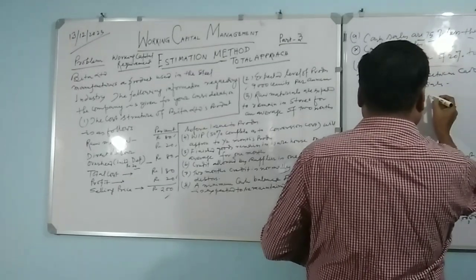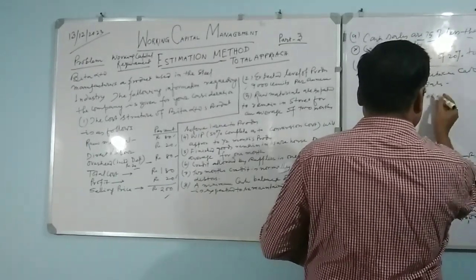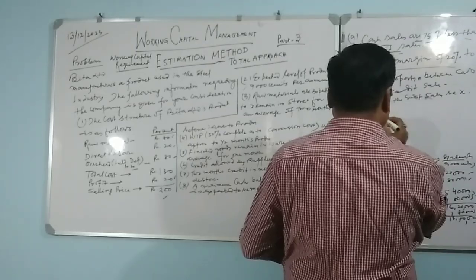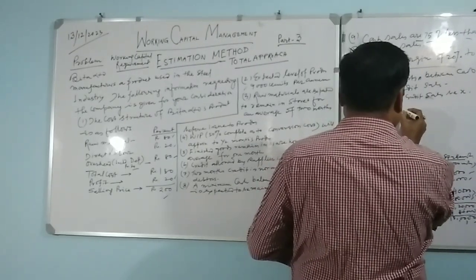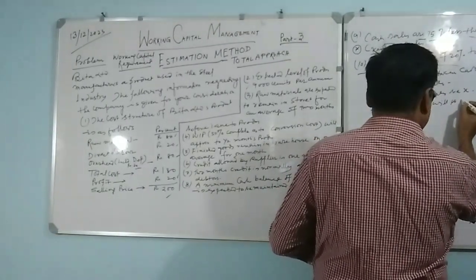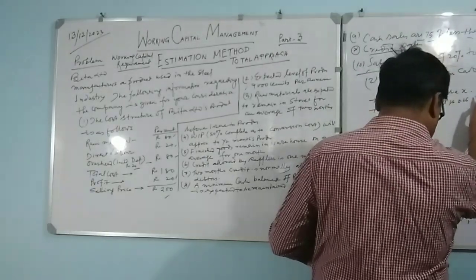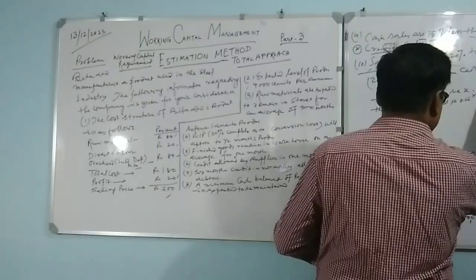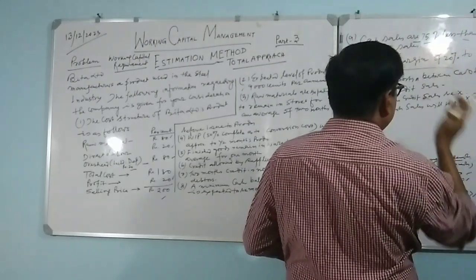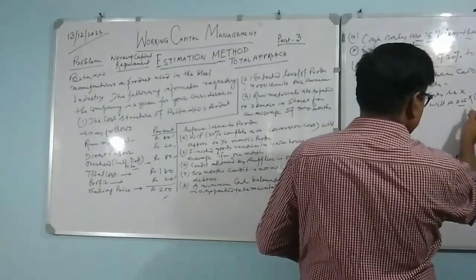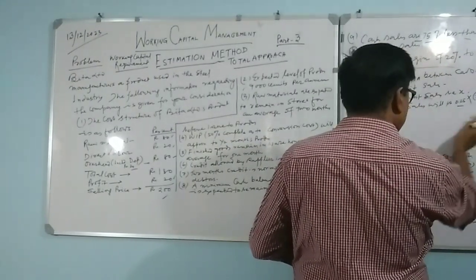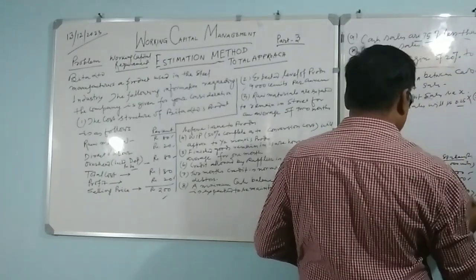So credit sales be X, then cash sales will be 25% into X, that is X minus 75%. Why? Because it is 75% less than credit sales. That means it will be 25%, and X is the total. From there 75% you have to minus; whatever the balance will be out of that is the 25%.